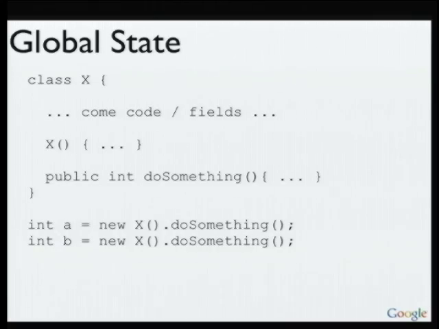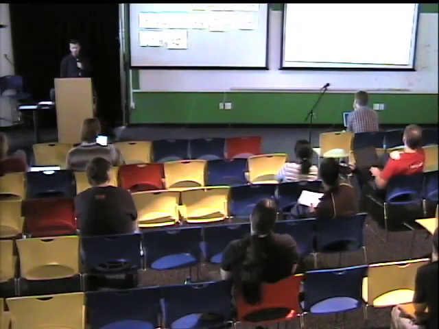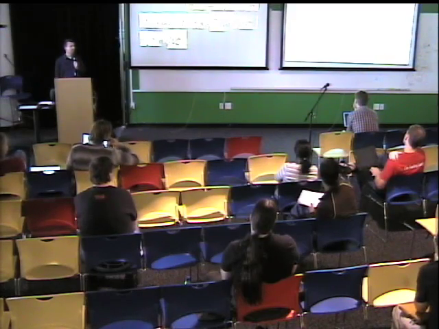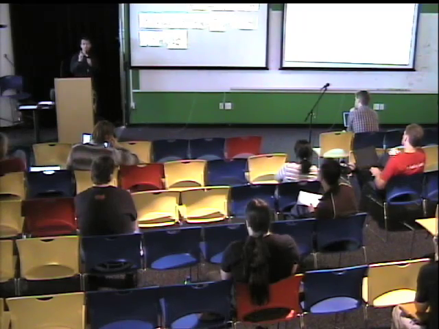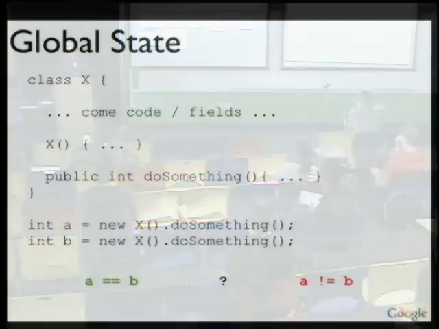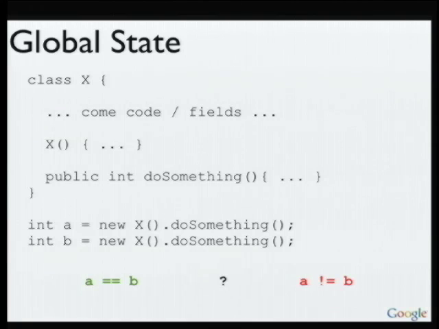How many people vote for A and B being equal? Okay, how many people vote for A and B can be different? Okay, can be different, and let me ask a different question. Is it a good idea for A and B to be different? It's not a good idea at all. Yes, they can be different.